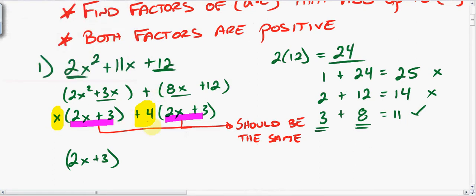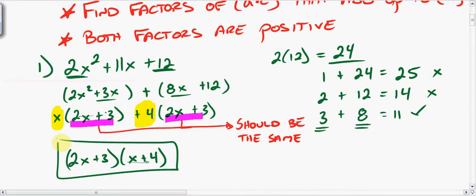It reads x plus 4. So that's simply what I write here. So whatever quantity is written twice, write once. Whatever information is outside those quantities, write once as well. And your answer is 2x plus 3 times the quantity x plus 4.